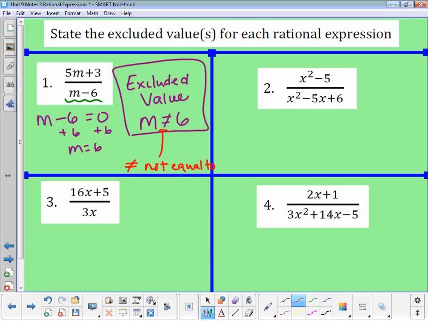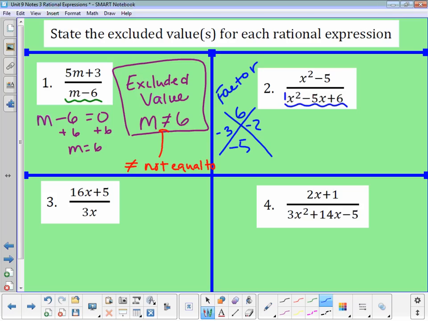Okay, so let's look at number 2. In number 2, I have x squared minus 5 divided by x squared minus 5x plus 6. So now I have to look at the denominator, and I need to figure out where that's equal to 0. Well, in this case, I have a trinomial, which means I need to factor. That's what I'm going to start with. So I'm going to set up the factor x. I have a positive 6 up here. I have a negative 5 down there. My values are negative 3 and negative 2.